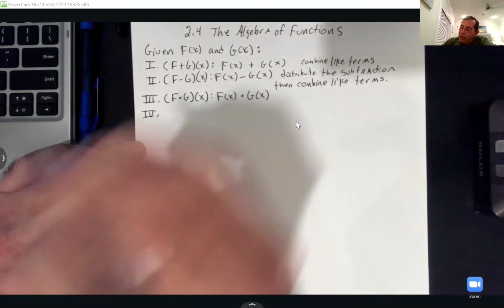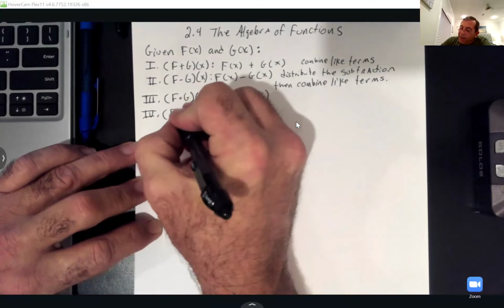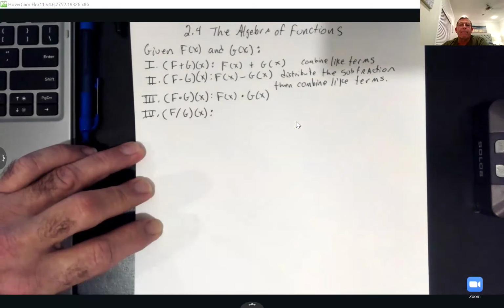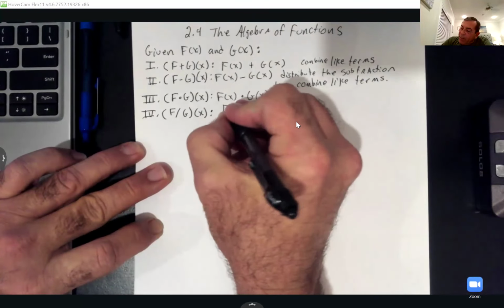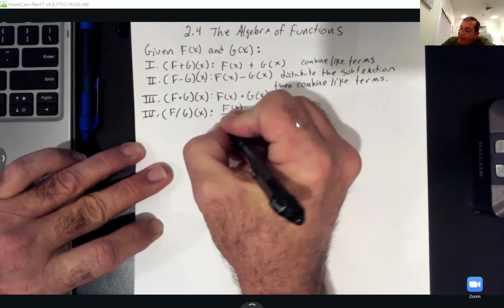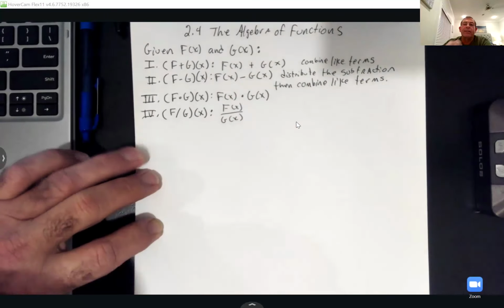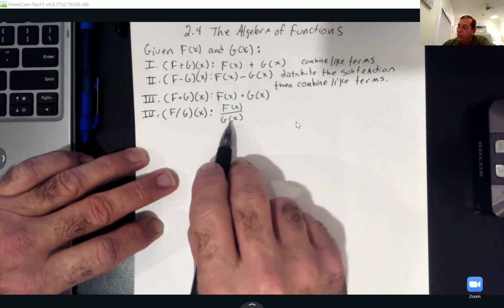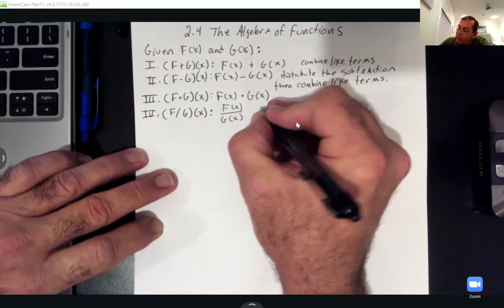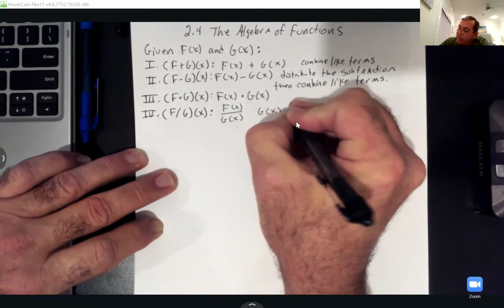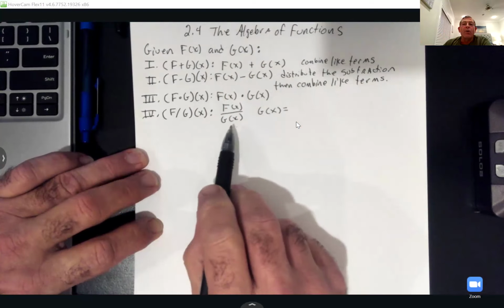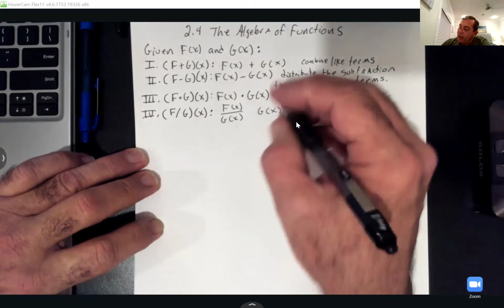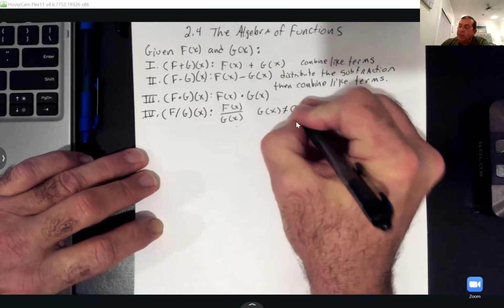And the last operation will be f divided by g of x. So that'll be my f of x divided by g of x. Now, the only stipulation on here, there's only one number that g of x cannot equal since it's on bottom of that fraction. And we know from doing our domain problems the other day that the bottom of this fraction cannot equal 0.